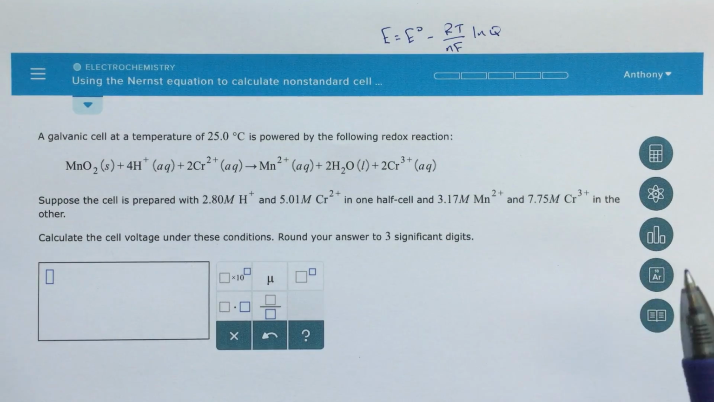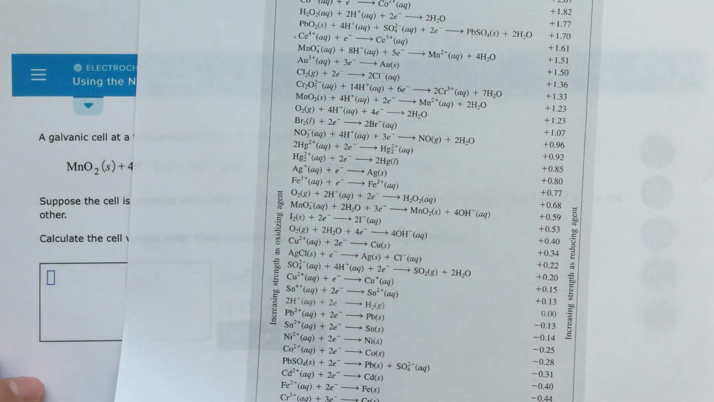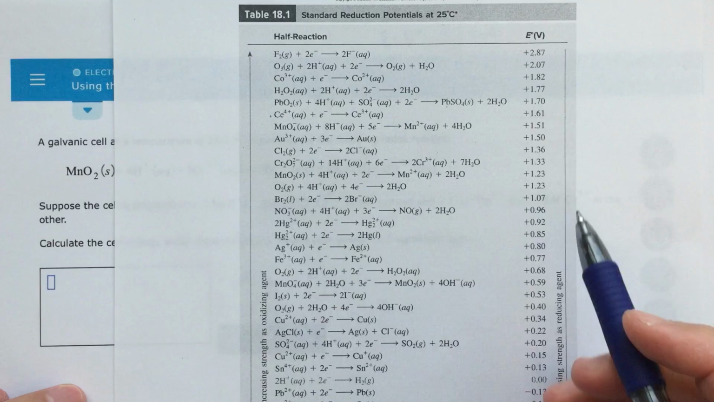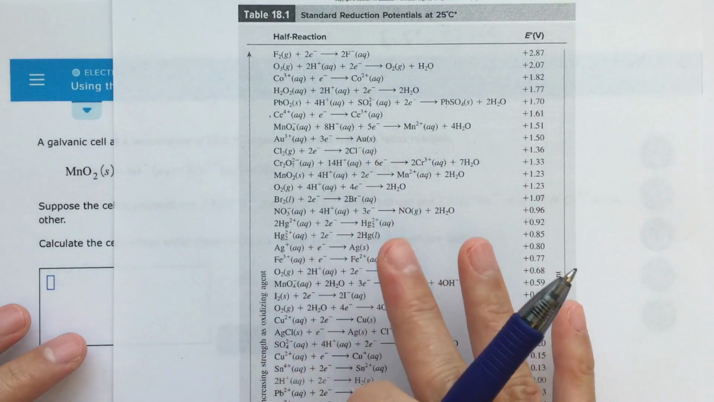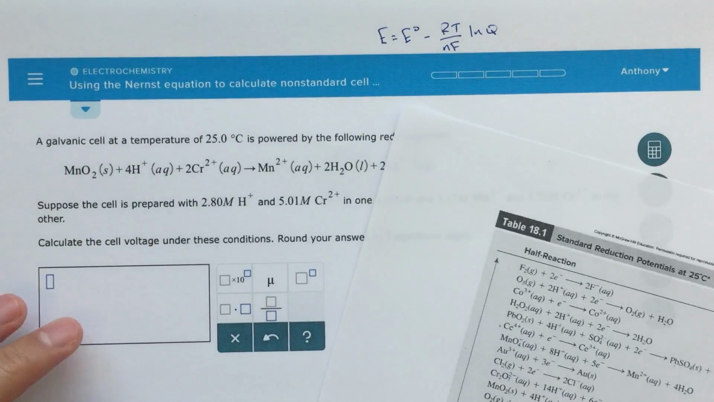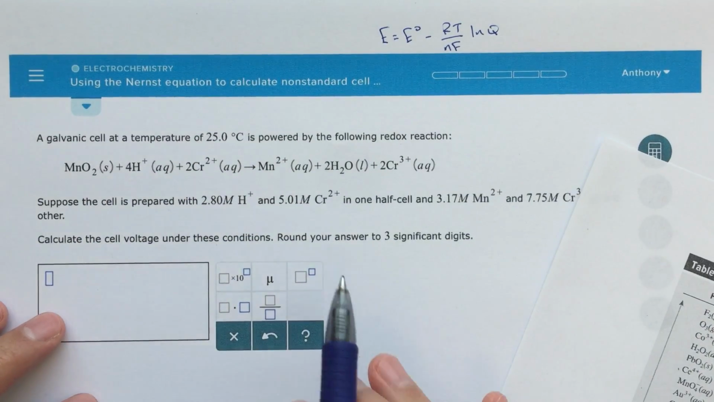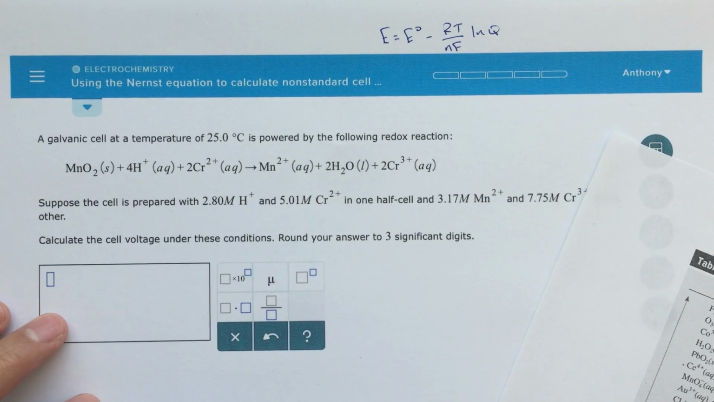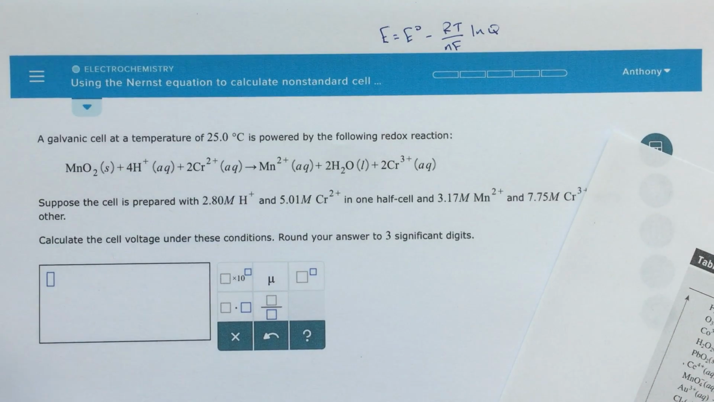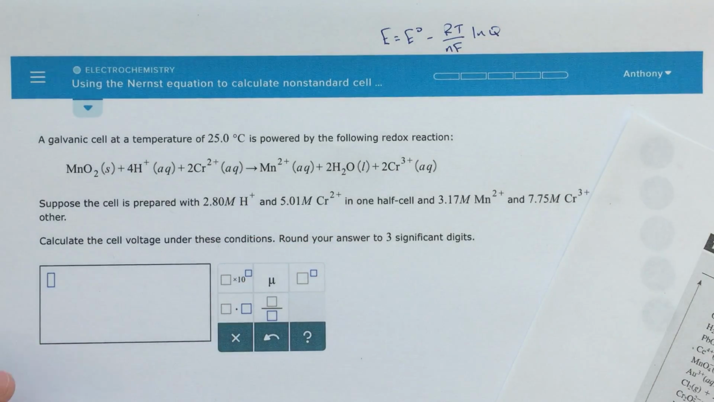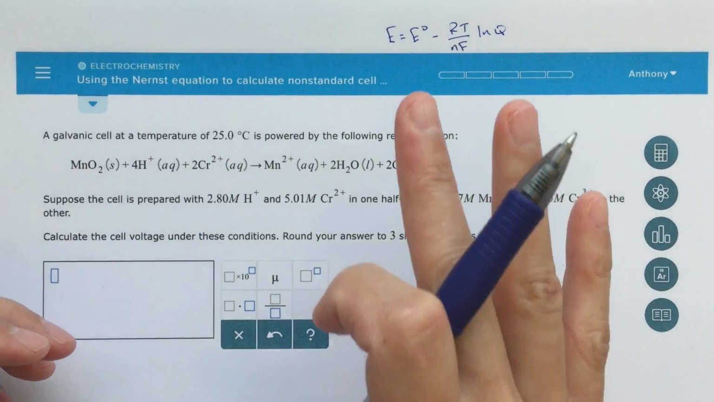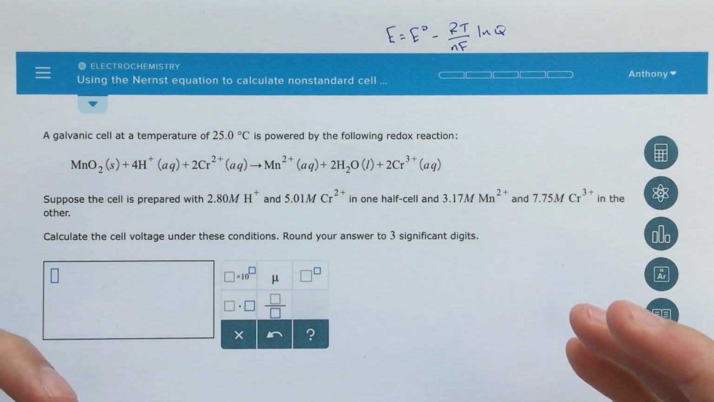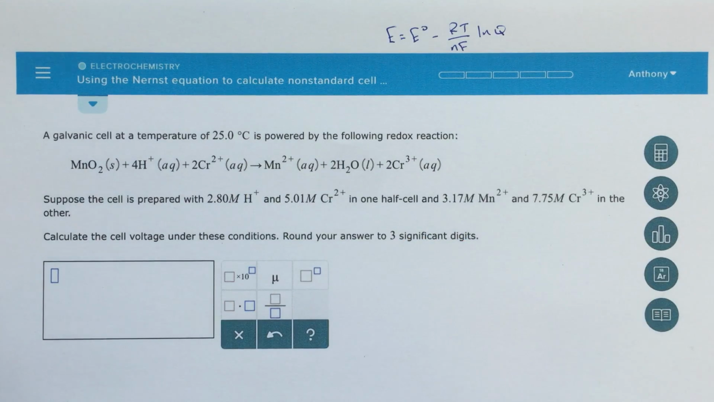Normally when we think about standard conditions, we're looking at a table like this. We've got all of our cell potentials. These are our standard state cell potentials, and this is all for 1 molar solutions. In this problem, we're going to be using concentrations that aren't exactly 1 molar. That's when we would use the Nernst equation. So we're going to combine that information and this equation in order to calculate the potential when I'm not at standard state.